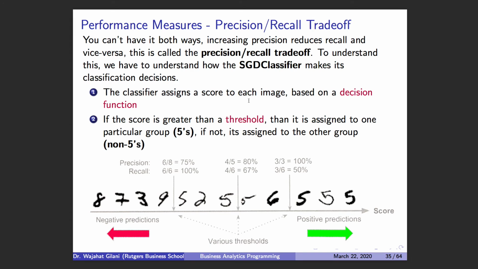All right. Now, the trade-off. How does the trade-off actually work, right? Does the SGD classifier, the stochastic gradient descent classifier, how does it make the distinction?